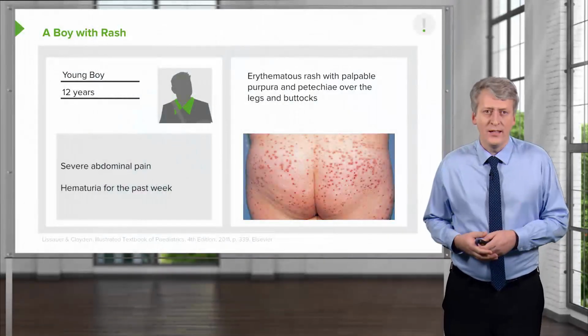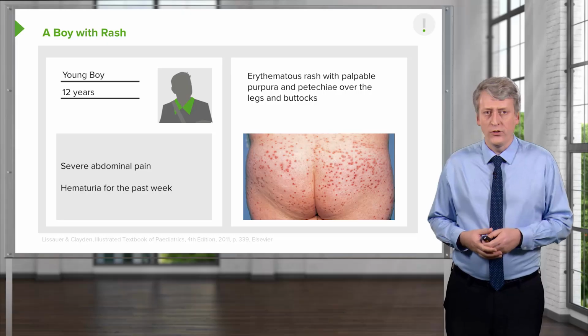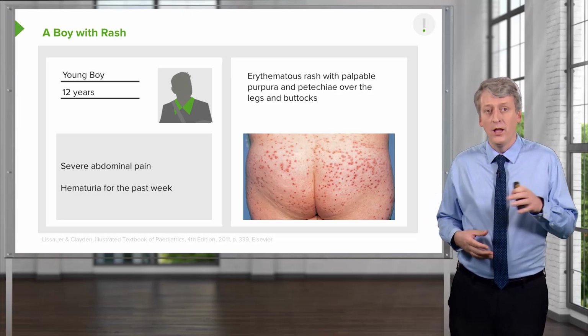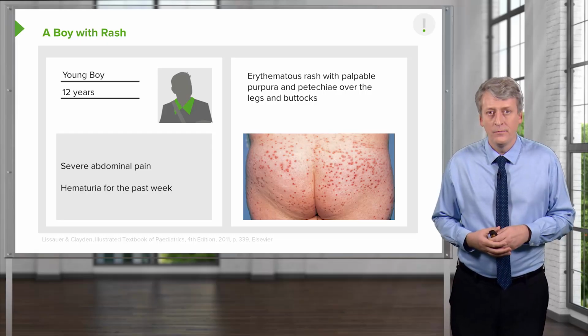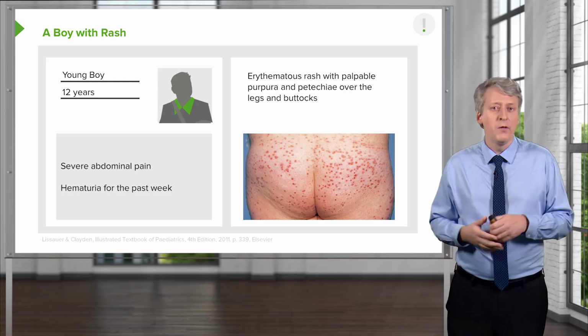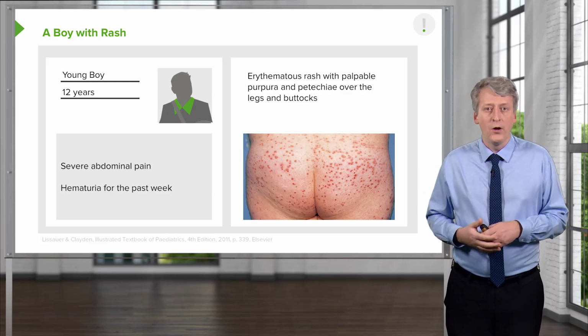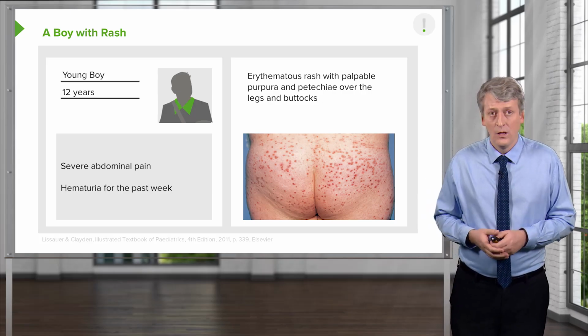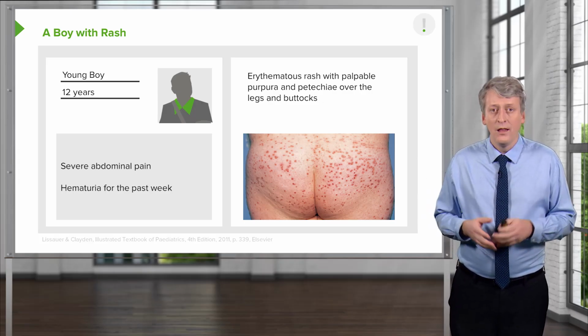So here's a classic case. A boy comes in with a rash. He's 12 years old. He has severe abdominal pain and he's had blood in his urine for the past week. Here you can see a picture of what that rash might look like. It's an erythematous rash with palpable purpura and petechiae over the legs and the buttocks. So what's your diagnosis? This is HSP.